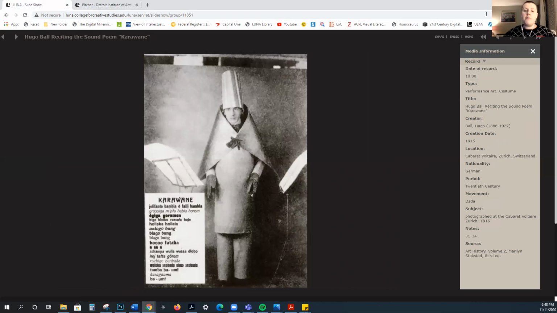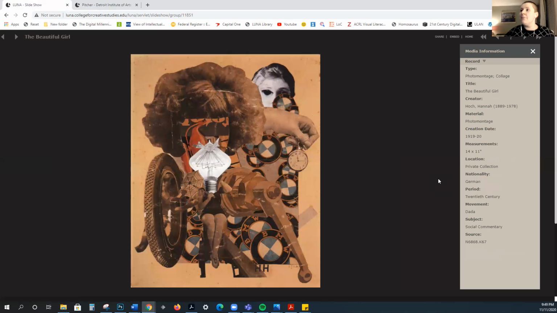Okay. So then the last thing that I want to talk about tonight is Surrealism. And Surrealism has its roots in the Dada movement. So if you'll remember, here's Hugo Ball reciting the sound poem Karawane. And as I mentioned, right, these are words that are intended to be spoken. They do not mean anything, but they're intended to mimic the sound of African dialects.